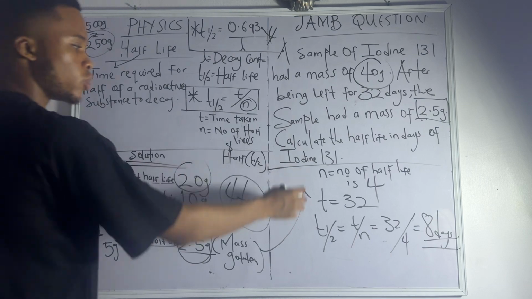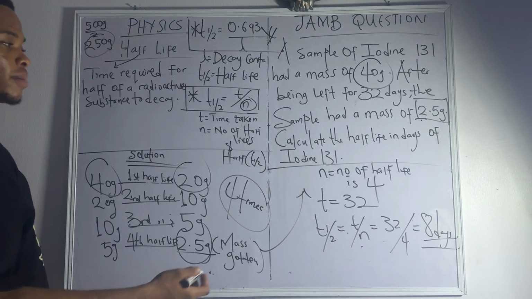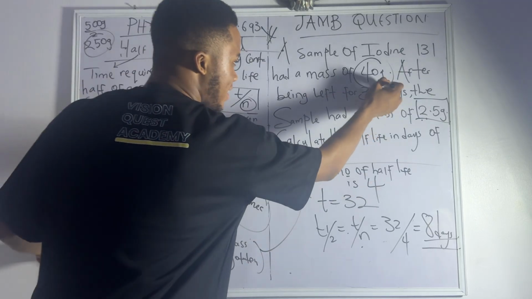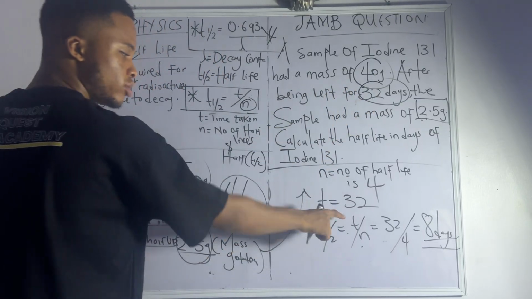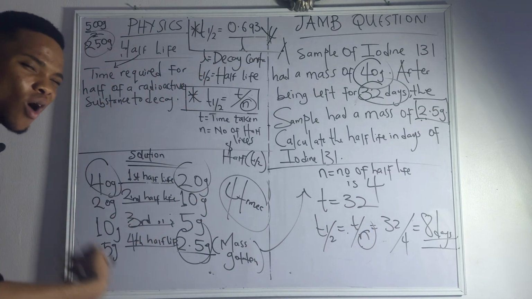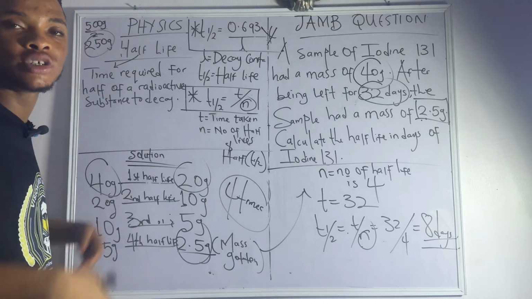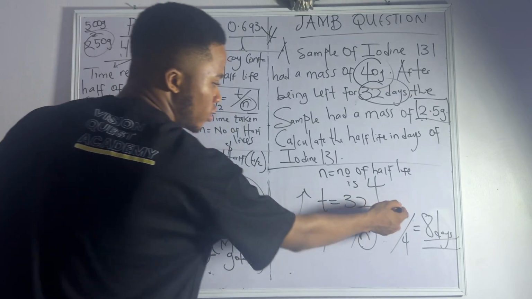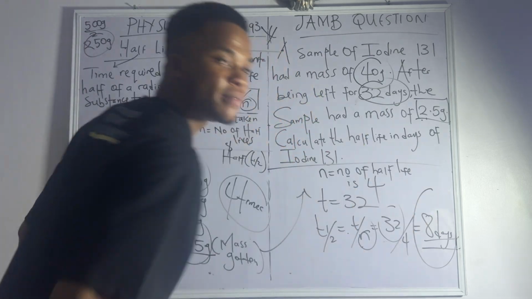Now half-life is equal to T over n, right? Your T is your time taken. It can be in hours, seconds, or even days. Now they give you 32 days, so T is 32. Then your n that you got here is 4. n is your number of half-lives. How many times did you divide it by 2? How many times did you keep doing half? It's 4 times. So 32 over 4 is 8 days. So this 8 days is the half-life of the element.